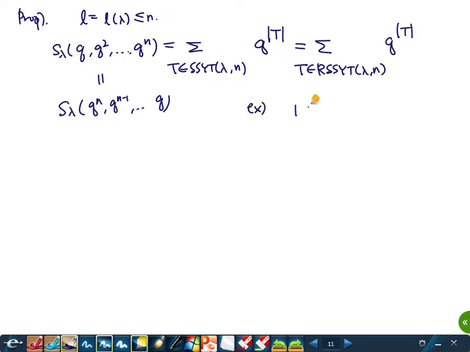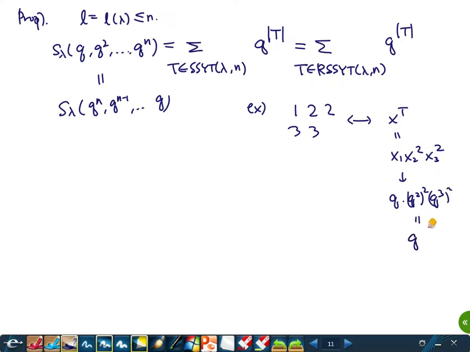Example, 1, 2, 2, 3, 3, for instance. This corresponds to x1, x2 squared, x3 squared. But in this principal specialization, we have q, q squared squared, q cubed squared. This is exactly q to the sum of these, 1 plus 2 plus 2 plus 3 plus 3, which we denote just this. So we know this is true. And by the same idea, this is equal to this, right? So they are the same.